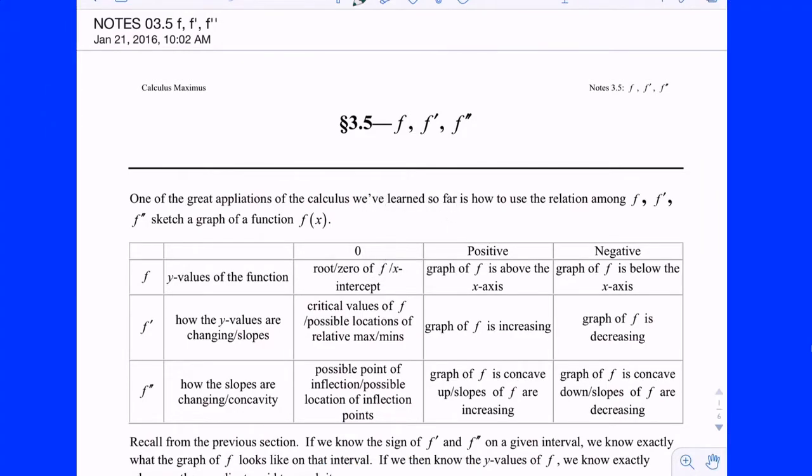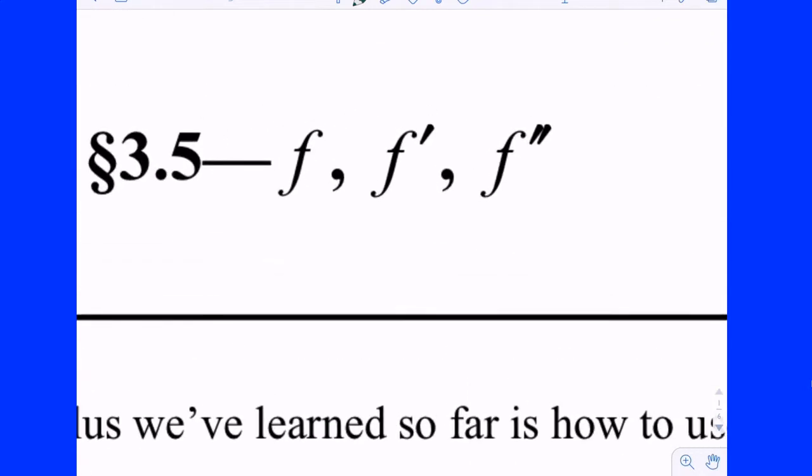So here we are, 3.5. It's entitled F, F prime, and F double prime, the three amigos right there. If you know the values of those three guys at any point, at any x value along your way from left to right on the graph, you know what the graph actually looks like.